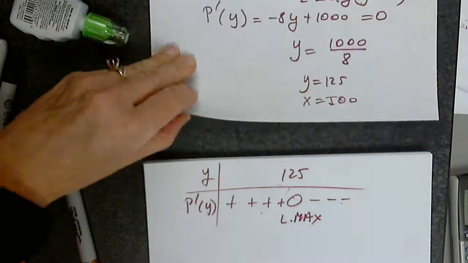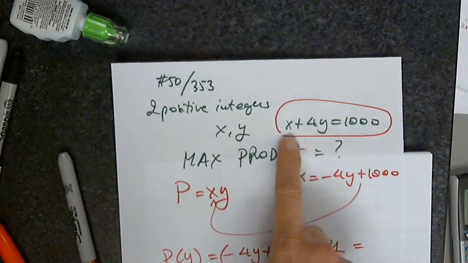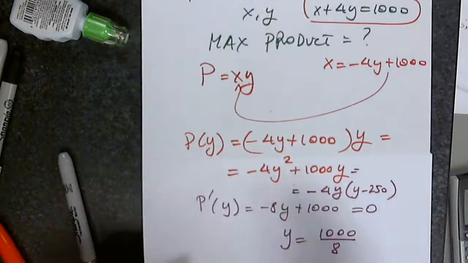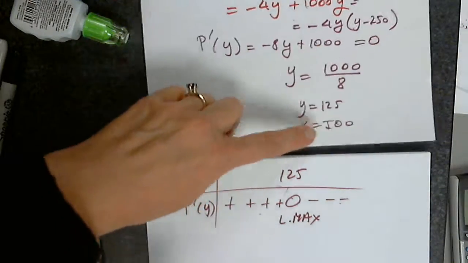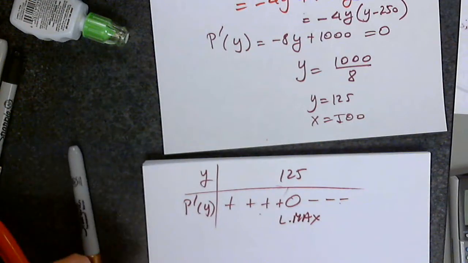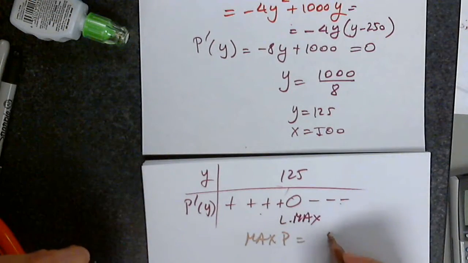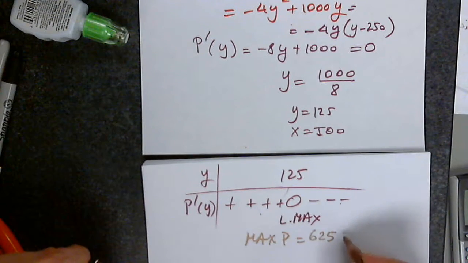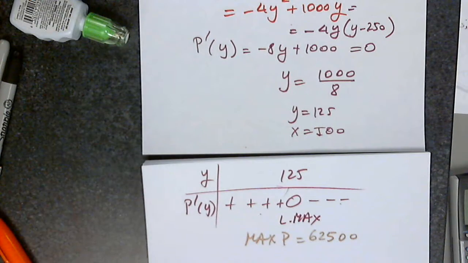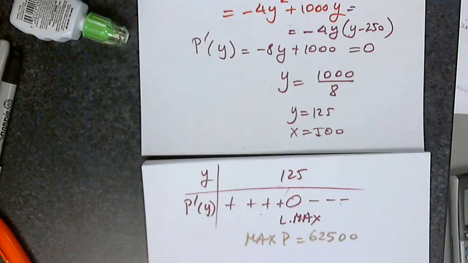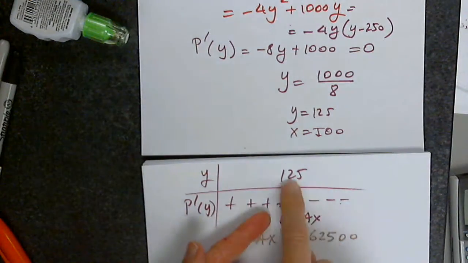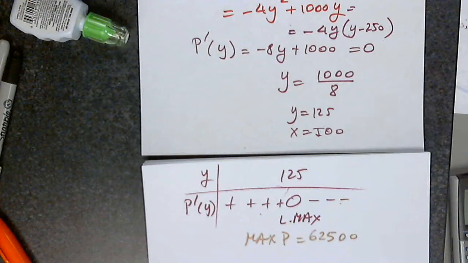So the maximum product, given the conditions that the sum of x plus 4 times y is 1,000, will be 125 times 5. So max product is 62,500, given when x is 500 and y is 125. And I showed why 125 creates a maximum, because I studied the sign of the first derivative.